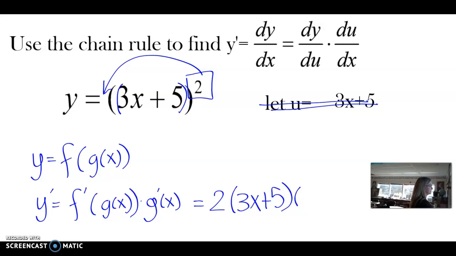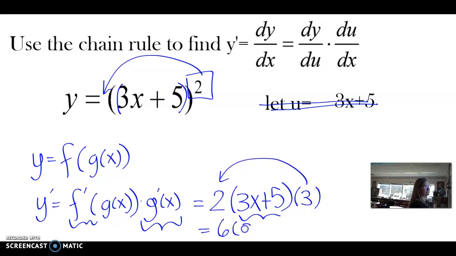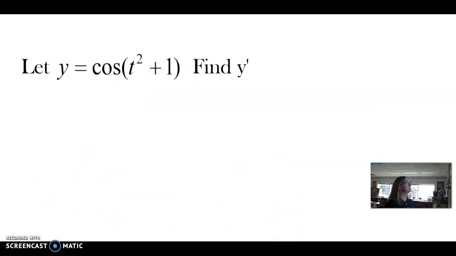And then you multiply, so that was doing the derivative of the outside, leaving that inside alone. Now we're going to multiply by the derivative of the inside, which is just 3. Then you take this 2 times that 3, and you get 6 times 3x plus 5. That is another way to find the derivative. That's the method I'm going to use. If you prefer the other method, go ahead and use it, or if you need me to do some more examples, come and find me and I will do that with you when I am back in class.